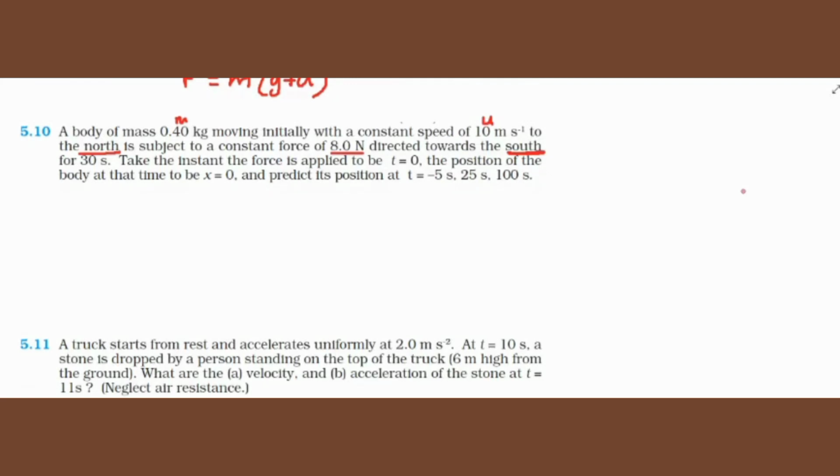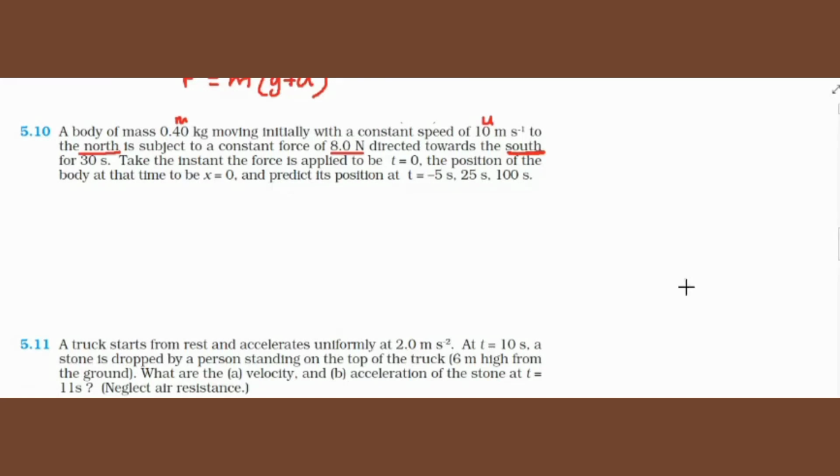Then take the instant the force is applied to be t equal to 0. So that means before t is equal to 0, it was moving towards north with a speed of 10 meter per second. Predict its position at t is equal to minus 5 second, 25 second, 100 second. Now t is equal to minus 5 doesn't mean that time is negative. It means 5 seconds before the force is applied.